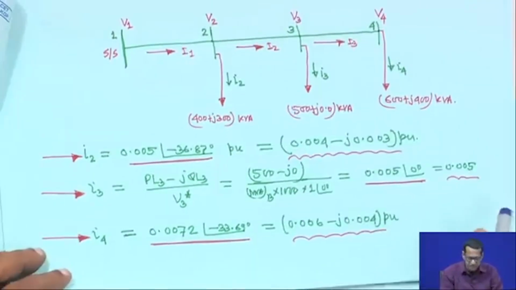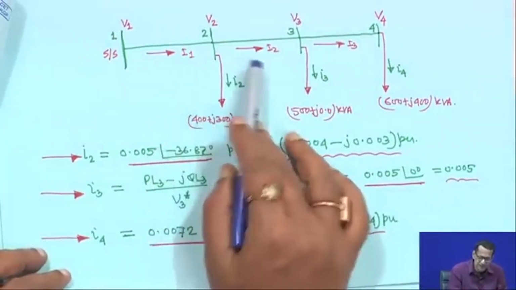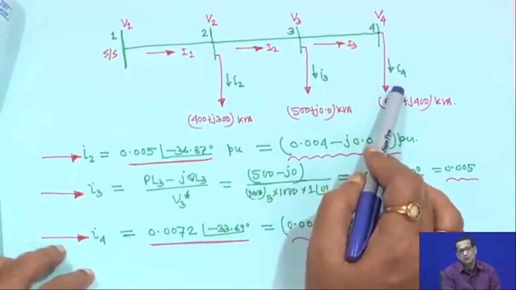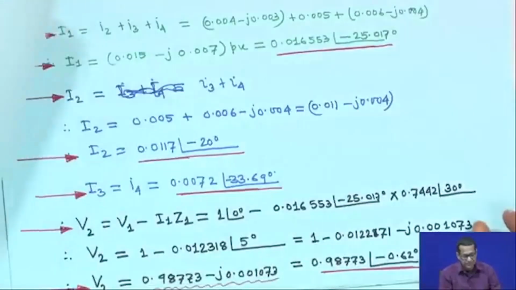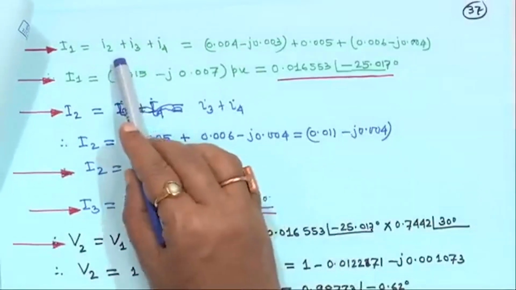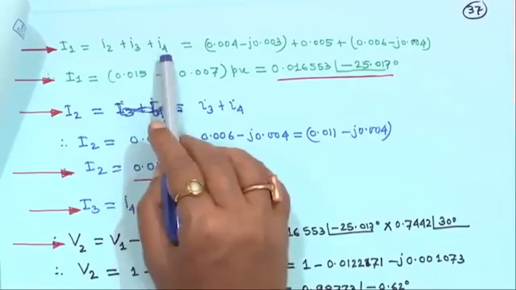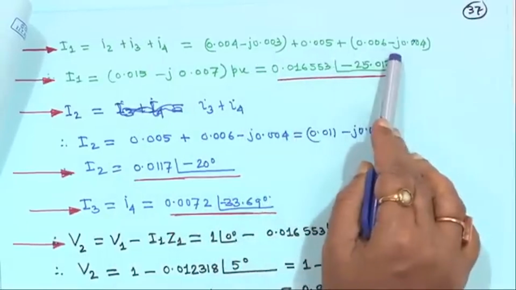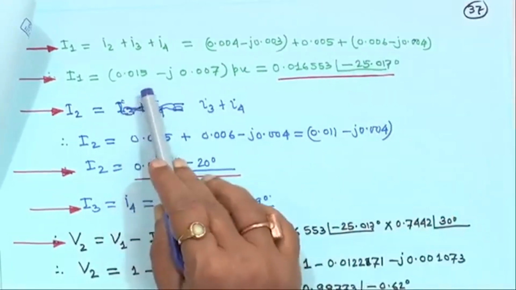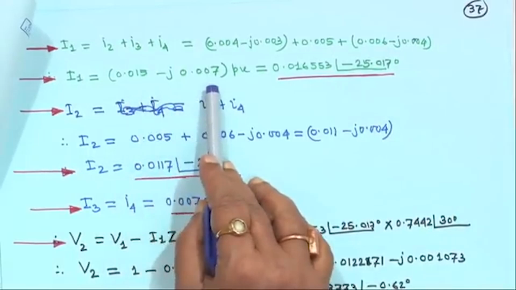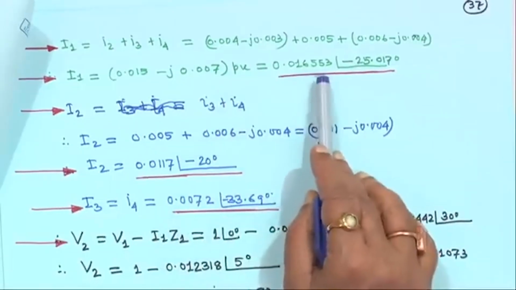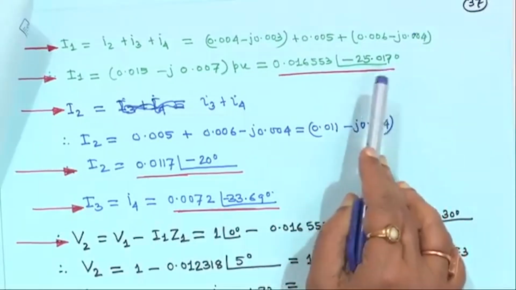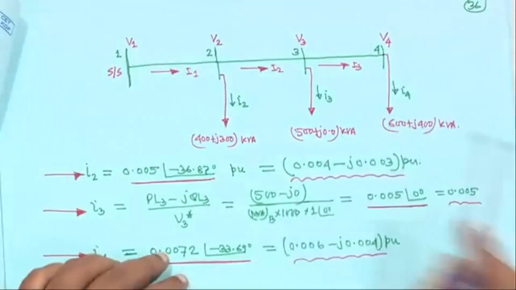Next, you calculate the branch currents, that is capital I 1, I 2, I 3. I 1 will be equal to the small i 2 plus small i 3 plus small i 4. So, you add this I 2, this I 3 and this I 4. If you add, it becomes 0.015 minus j 0.007 per unit, and its magnitude will be 0.16553 angle minus 25.017 degree.